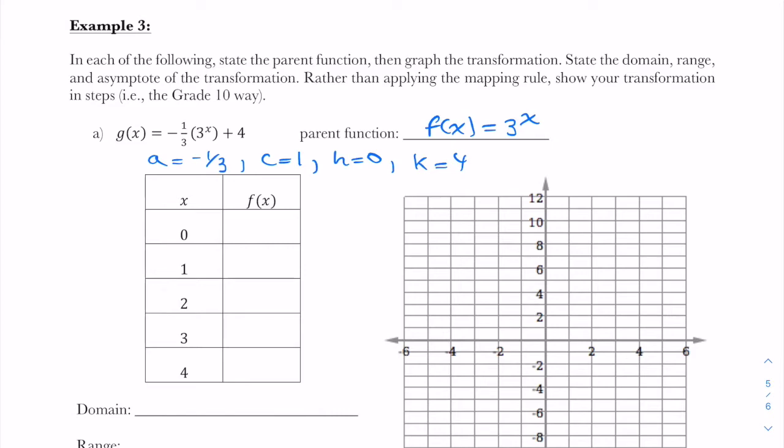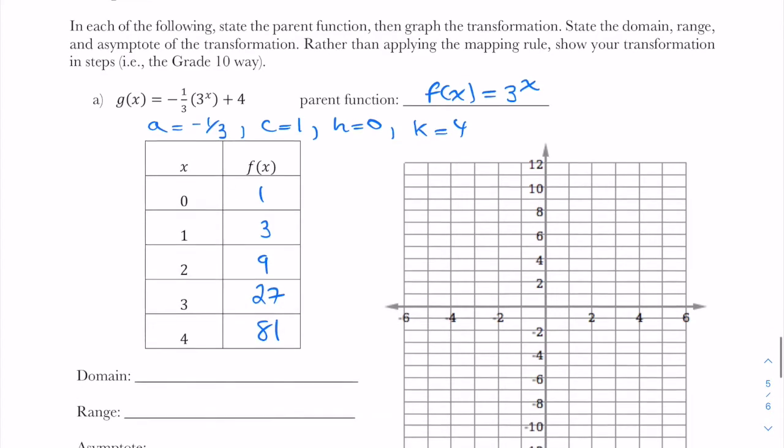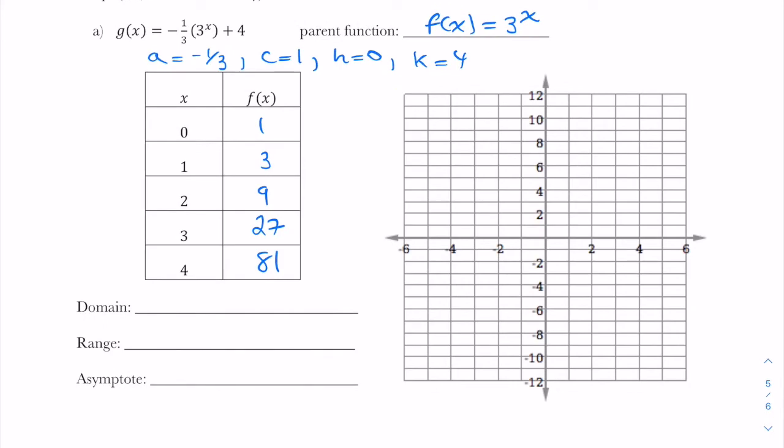In order to use the method of partial transformations, we first have to come up with the parent function. The y values are going to be 1, 3, 9, 27, and 81. We should plot those points on the grid below.